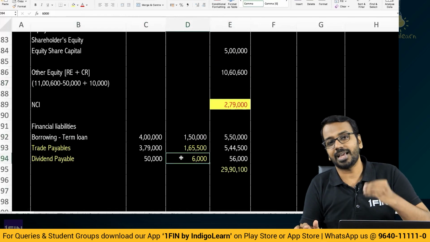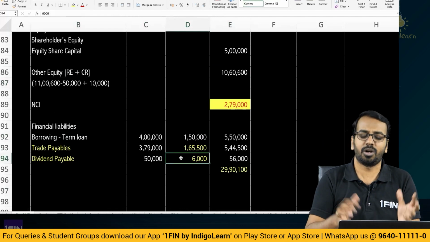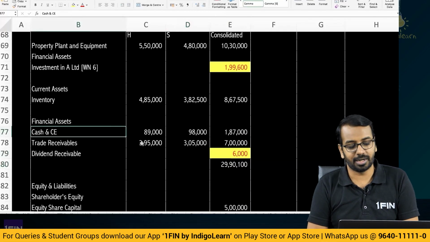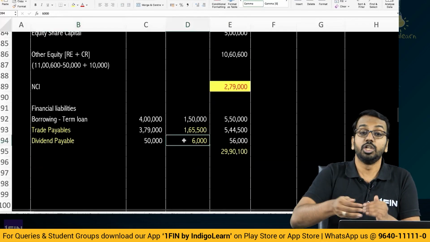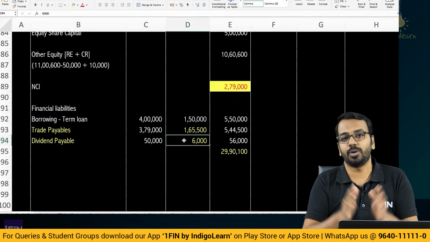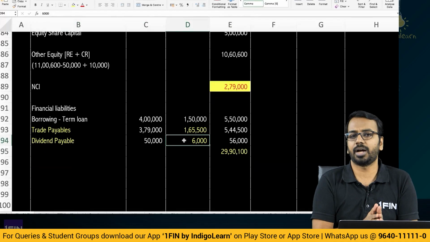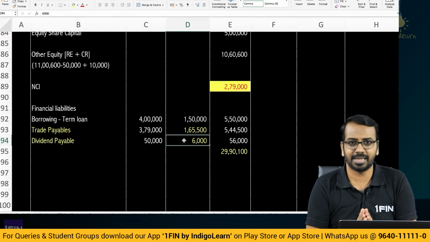Okay. Now sir, what if cash has already been paid? Very simple. If cash has already been paid, here you will not have dividend receivable, you will add it to cash and cash equivalent. And here you will not have dividend payable, you will reduce it from cash and cash equivalent. I hope the question is clear. It is pretty comprehensive and you must have a look at it before you go for the examination.